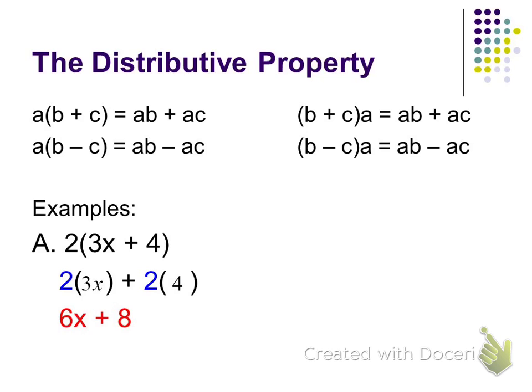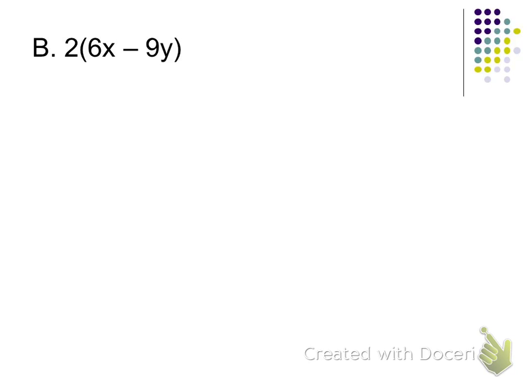That way it's right in with your distributing section, and it's right up front with all the rest of your properties too. So here's example B. For today we have 2 times, in parentheses, 6x minus 9y. A lot of times you'll hear people say 2 times the quantity, and then they say what's in here. The quantity just means it's in parentheses.